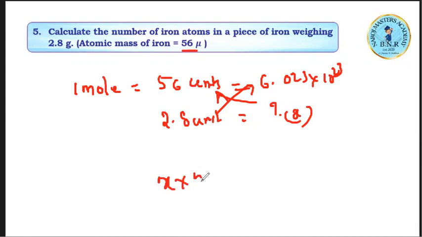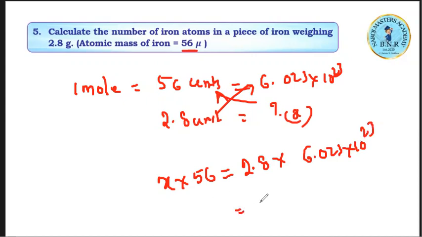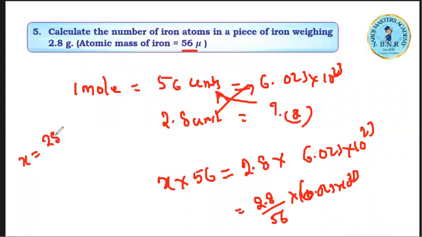So this into this into this, considered as x. So x into 56 is equal to 2.8 into 6.023 into 10 power 23. So x is 2.8 by 56 into 6.023 into 10 power 23. If you multiply with 10 in the numerator and denominator, you will get 28 by 560, or instead of 23, write 22. Then x is equal to 28 by 56 into 6.023 into 10 power 22, because we have multiplied with 10. So 28 1 times, 28 2 times.